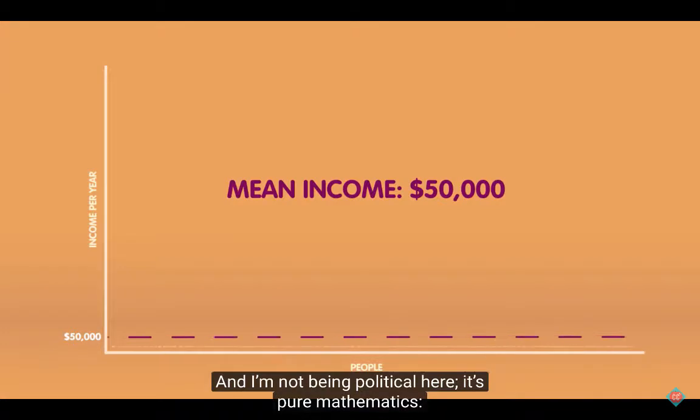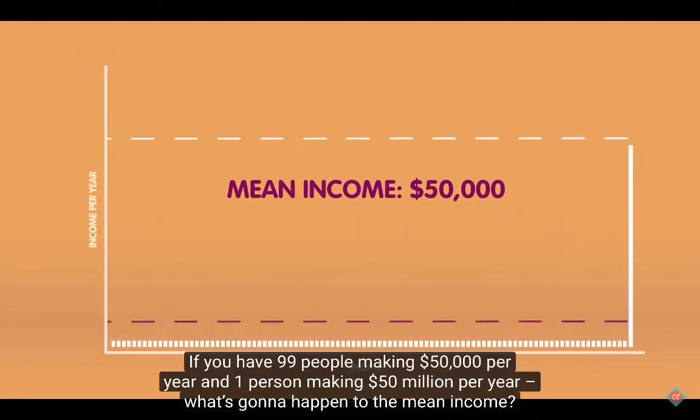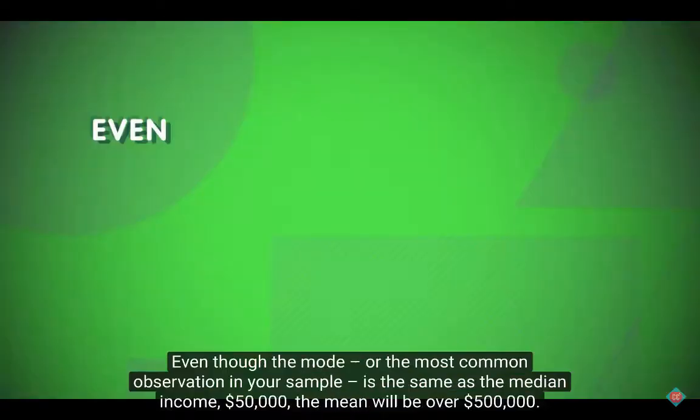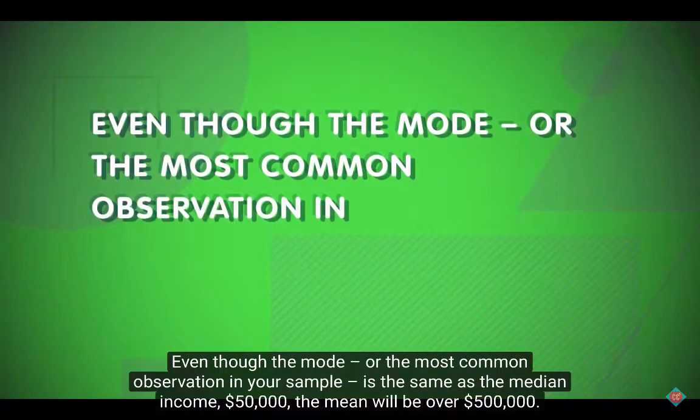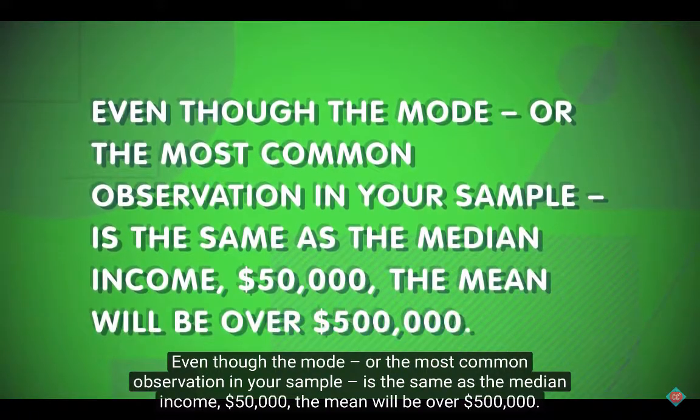And I'm not being political here. It's pure mathematics. If you have 99 people making $50,000 per year and one person making $50 million per year, what's going to happen to the mean income? It's going to be pulled way up by the one very rich person. Even though the mode, or the most common observation in your sample, is the same as the median income, $50,000, the mean will be over $500,000.